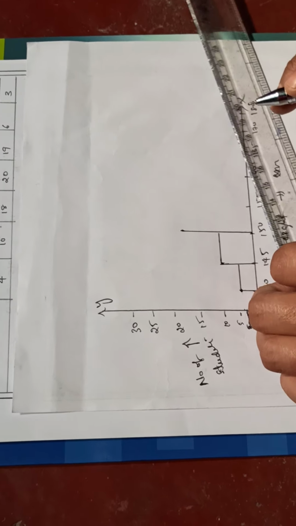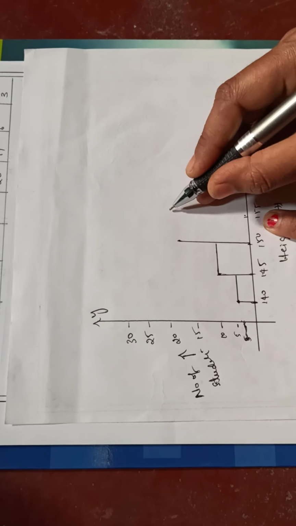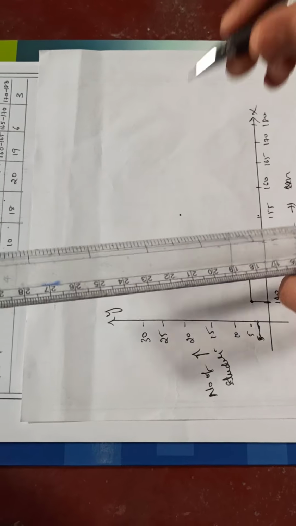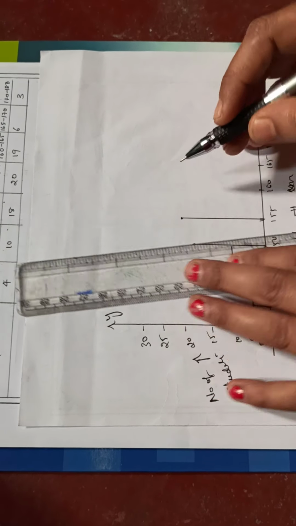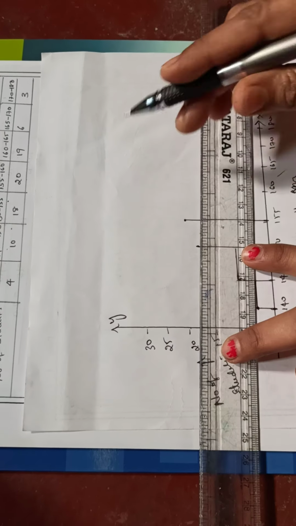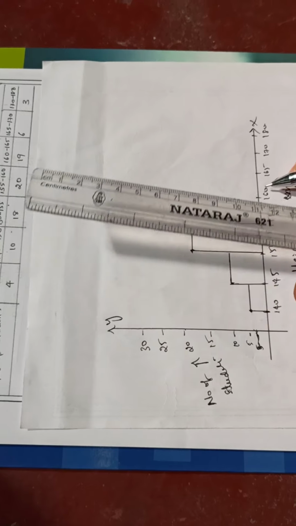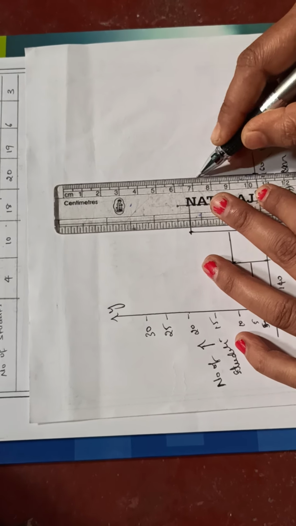And then from 155 to 160 it's 20. So let me write here. 20 is here, you can see 20. So you can join this line also. That is from 155 to 160 it's 20. If you want you can join this also.